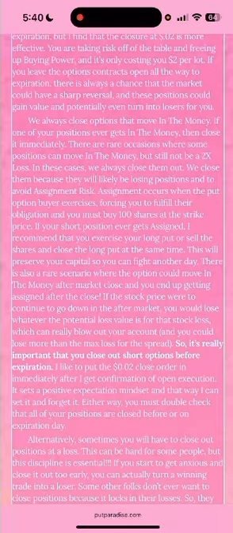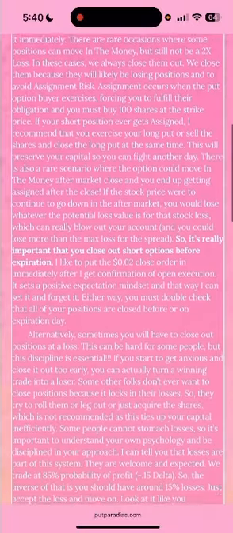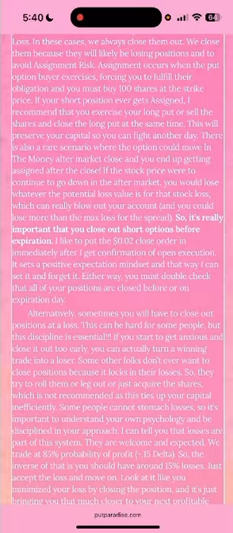Now, if the short position gets assigned, I recommend that you exercise your long put, or sell the shares and close the long put at the same time. So you want to get out of that position completely. Hopefully that makes sense. That's going to preserve your capital.